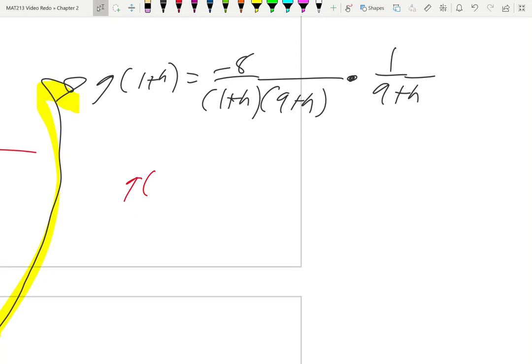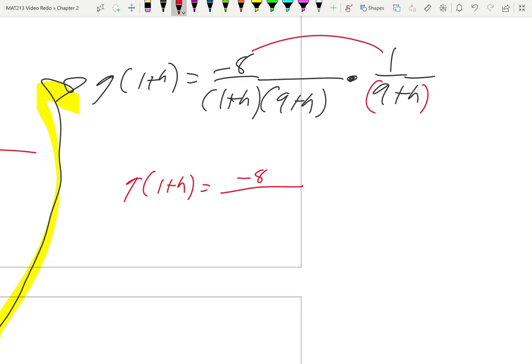So g of 1 plus h equals negative 8, because negative 8 times 1 is negative 8, over, oh gosh, so what's going to happen here? This is 1 plus h times 9 plus h squared. Nothing to simplify, nothing to factor. That's all right. That's our formula.